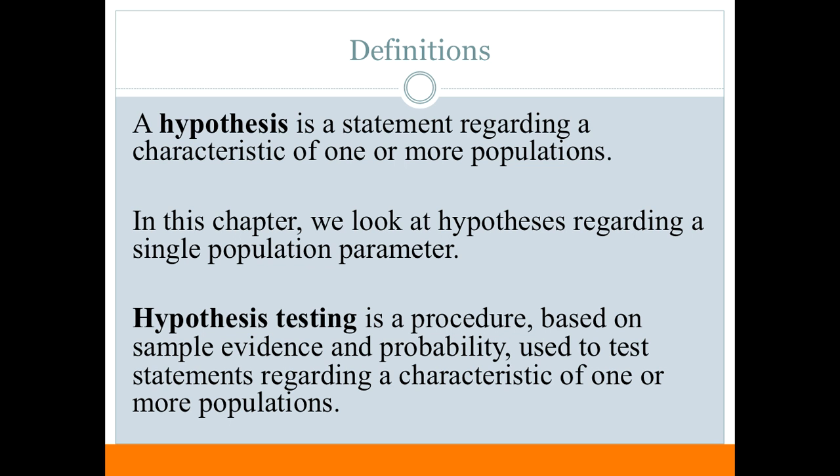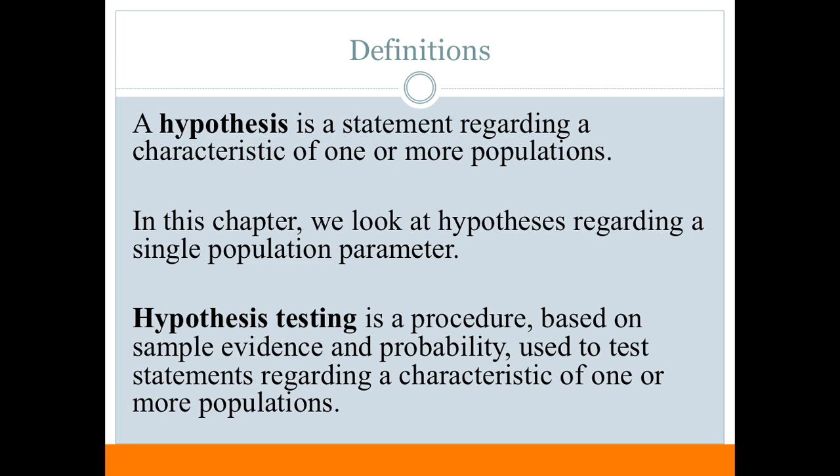So a couple of definitions first. A hypothesis is just a statement regarding a characteristic of one or more populations. In this chapter, we're going to look at hypotheses regarding a single population parameter. In Chapter 11, we'll look at two at once.